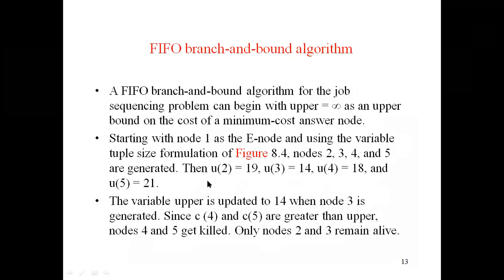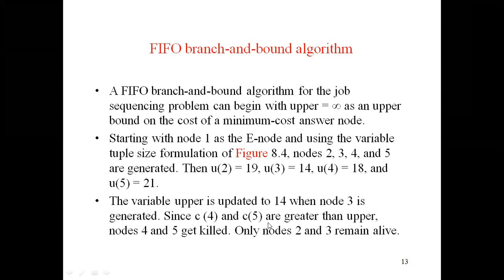For example, the variable upper is updated to 14 when node 3 is generated. So the upper value is updated. Initially the upper value is infinity. Now we are updating the upper value at node 3 as 14.